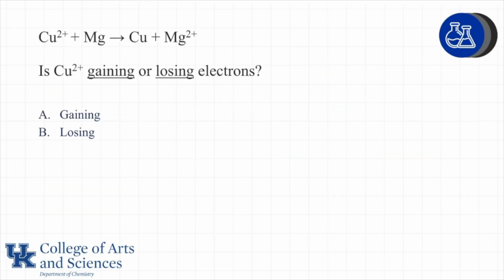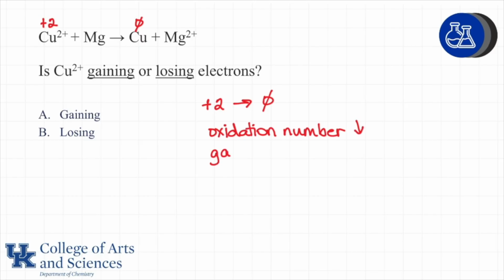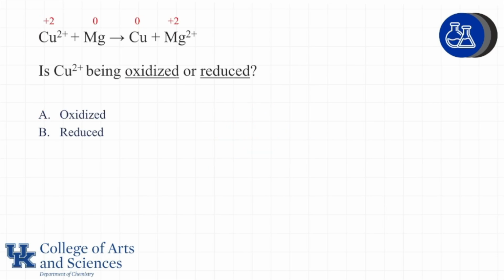Is copper 2 plus gaining or losing electrons? When I look at the oxidation numbers for the species in the reaction, I see that copper goes from a +2 to a 0 oxidation number. The oxidation number is decreasing, therefore we are gaining electrons. Is copper being oxidized or reduced? We see that we're gaining electrons, therefore it is a reduction occurring. So copper 2 plus is being reduced.